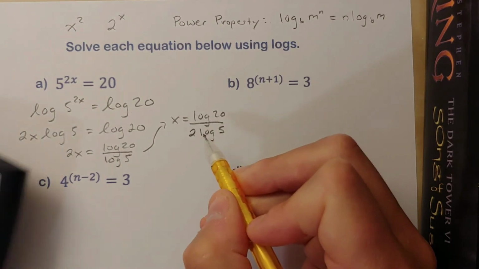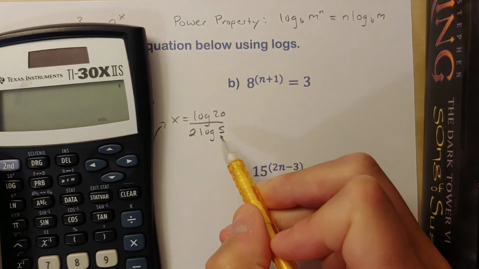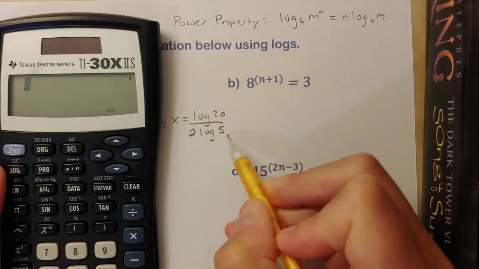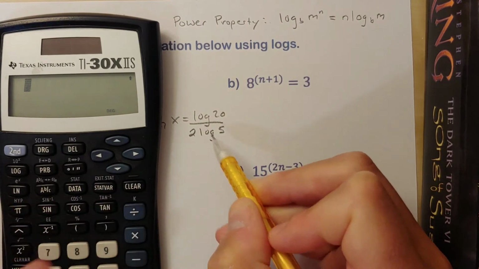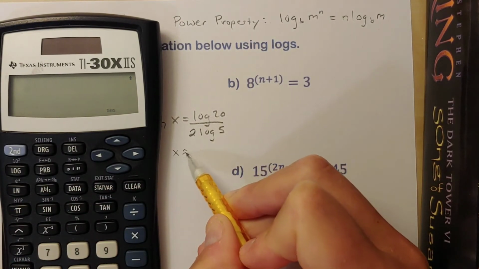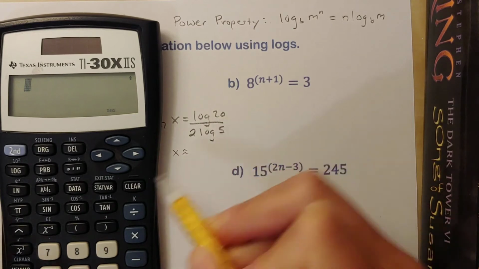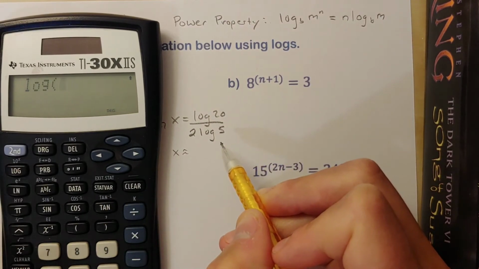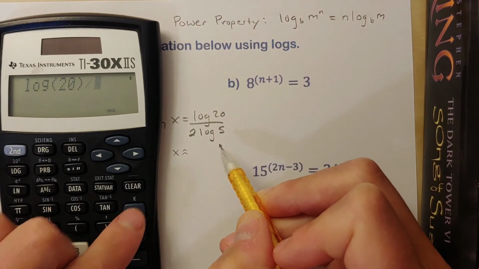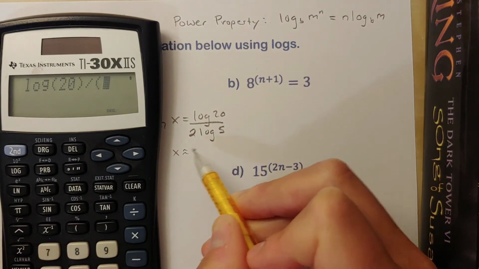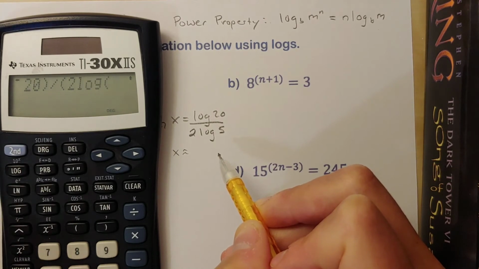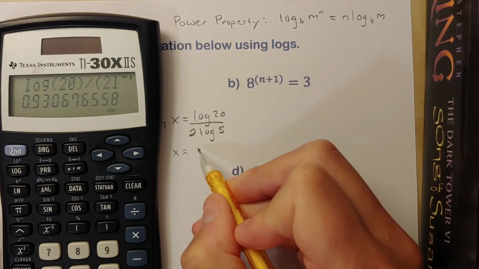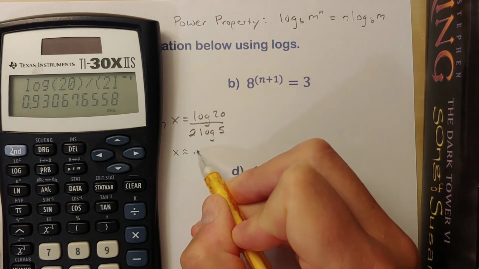And at this point, you're going to want to grab your calculator and let's enter this expression. And this would be our exact answer. Our approximate answer, we're going to have to plug this all in. Now this is why I chose log base 10, so I can just use my calculator button. I'm going to do log base 10 of 20 divided by, use some parentheses here, 2 log 5. Okay, and we get approximately 0.93.